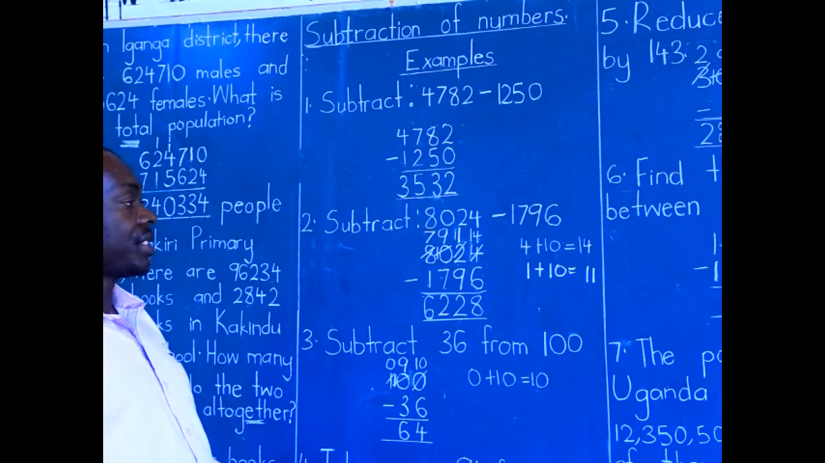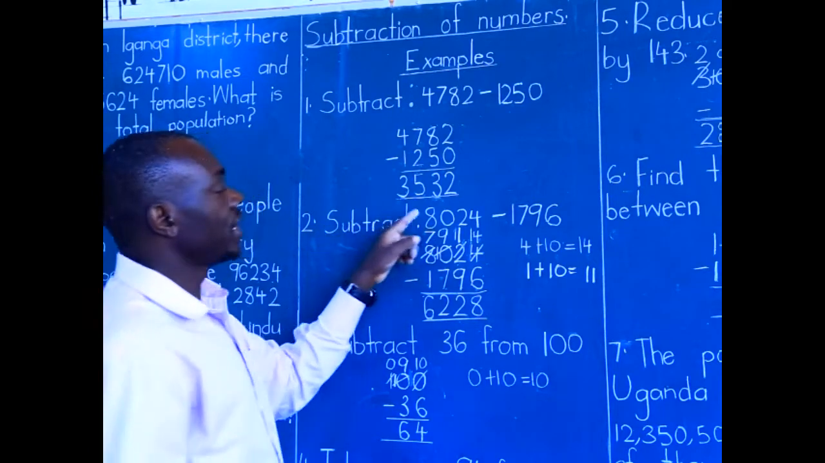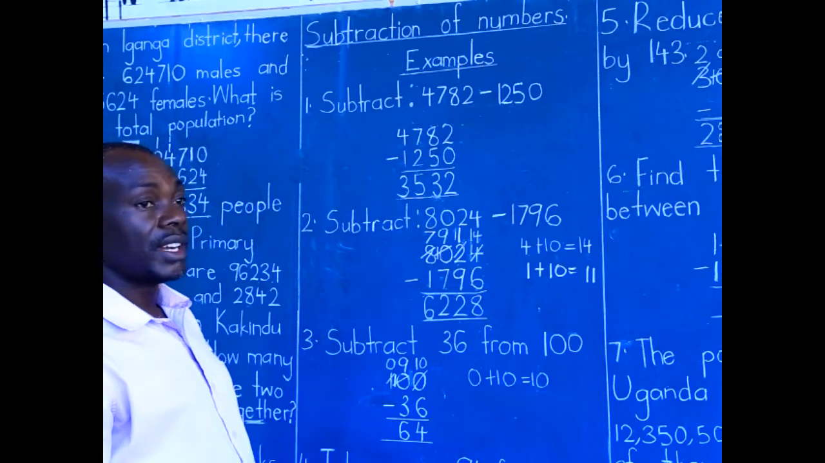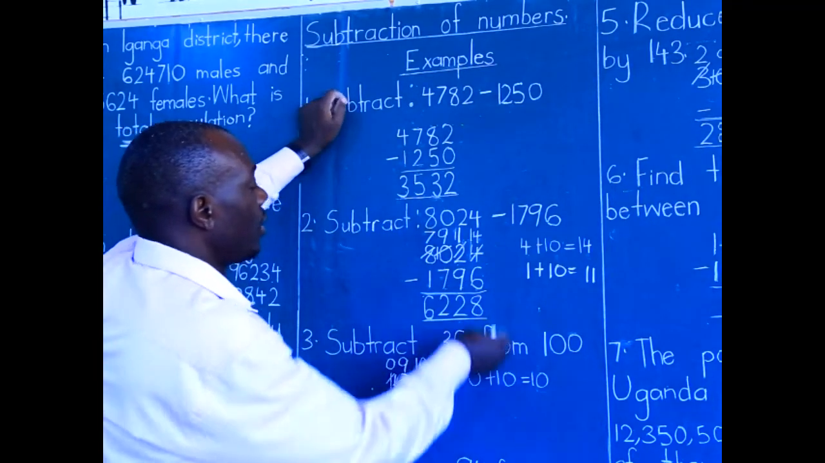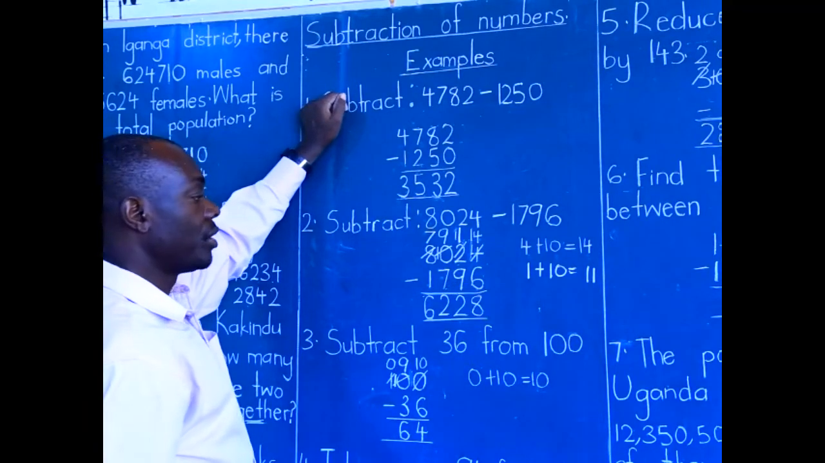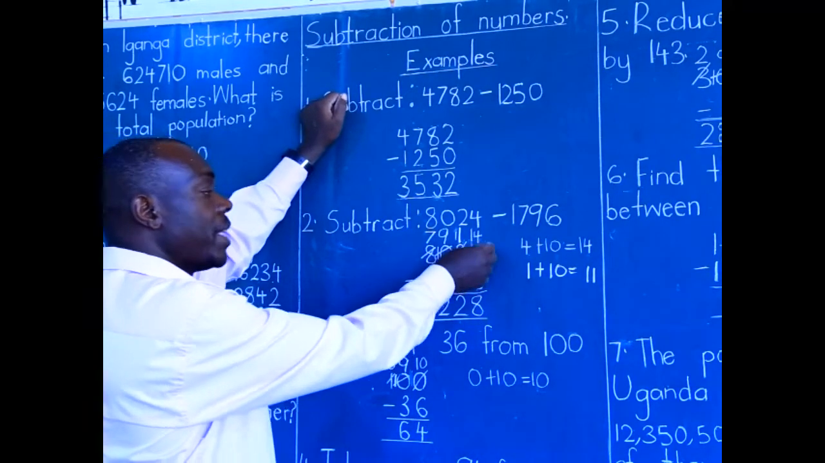I'll repeat the subtraction. We've got 8,024 minus 1,796 as original numbers. Now, where 4 minus 6, you cannot subtract. So 4 must be helped.